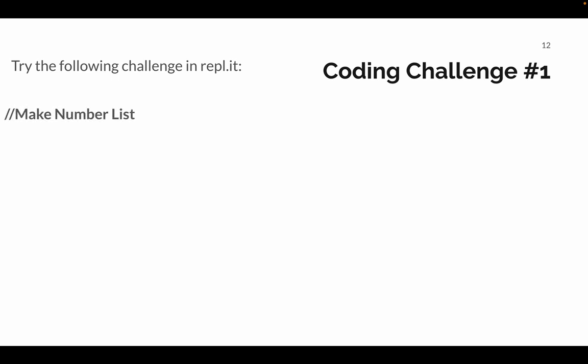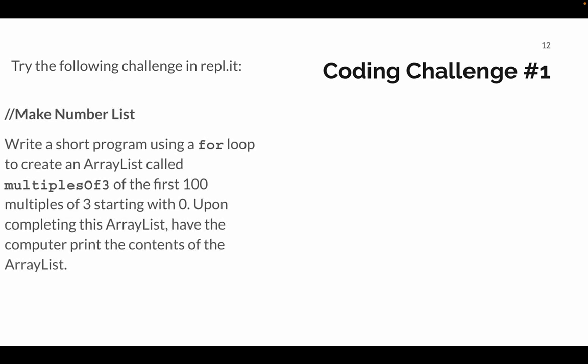In this one, we're going to make a number list and write a short program. Just try to see if you can get this on your own. This is one of those free response questions. Can you write a short program using a for loop to create an array list called multiples of 3 of the first 100 multiples of 3, starting at 0? And when it's completed, the computer should print the contents of that array list. Pause right now and see if you can create this free response question on Replit.